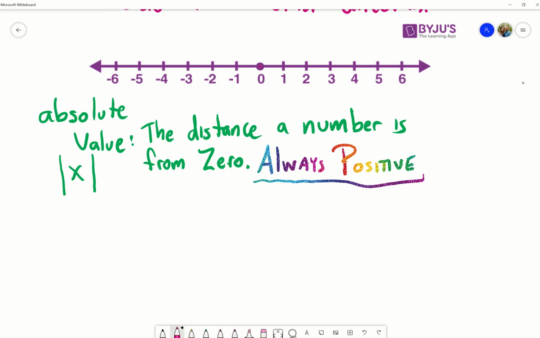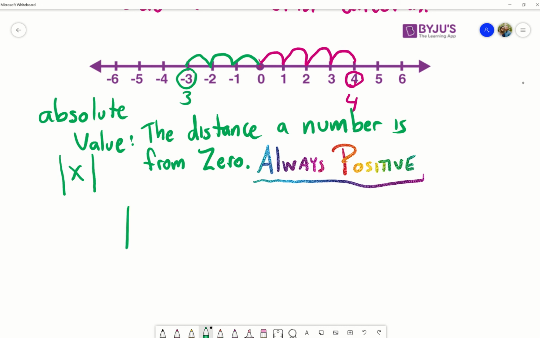So I want to know, how far away is the number 4 from 0? How many places away is the number 4 from 0? Well, it's 1, 2, 3. It's 4 places away from 0. If I want to say, well, I want to know how far is -3 away from 0. Well, -3 is 1, 2, 3 places away from 0. So it's only just saying how far away is a number from 0.